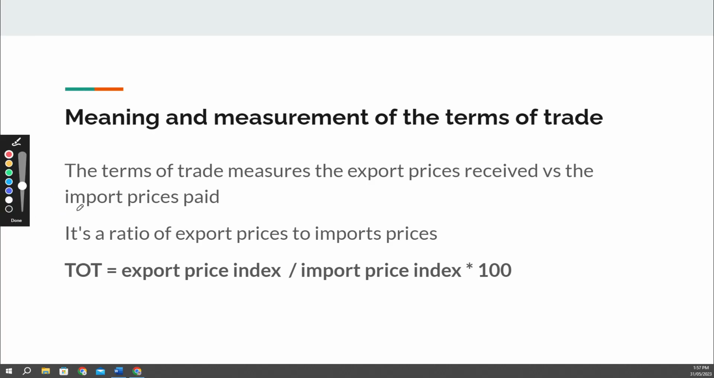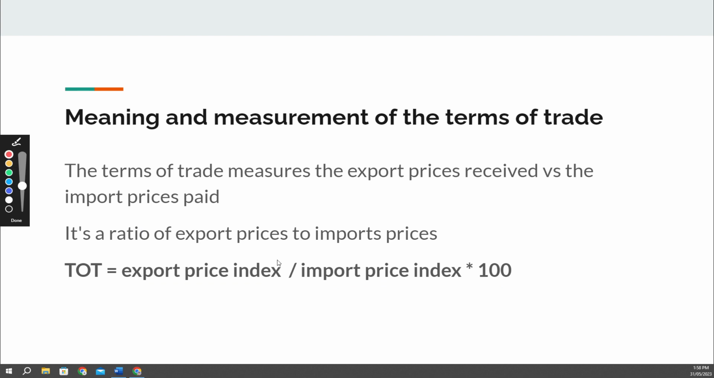I think there's two good ways to think about it. There's many ways to think about it, but the first one is it's a ratio of export prices to import prices. The way I like to think about it is that it's a measurement of export prices received by Australia versus import prices paid by Australia. The measurement reflects this because the terms of trade is equal to our export price index divided by our import price index, and we times it by 100.